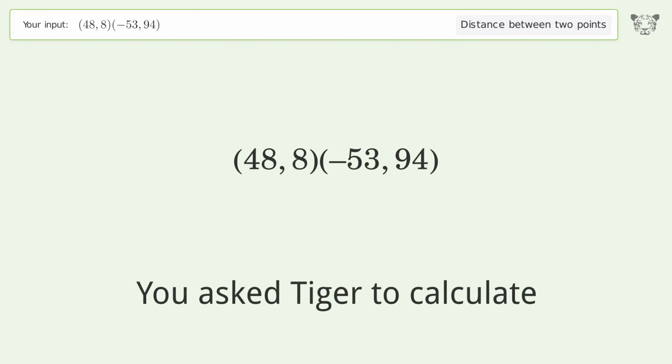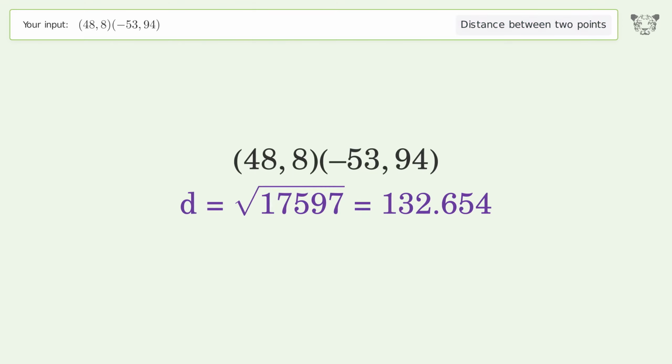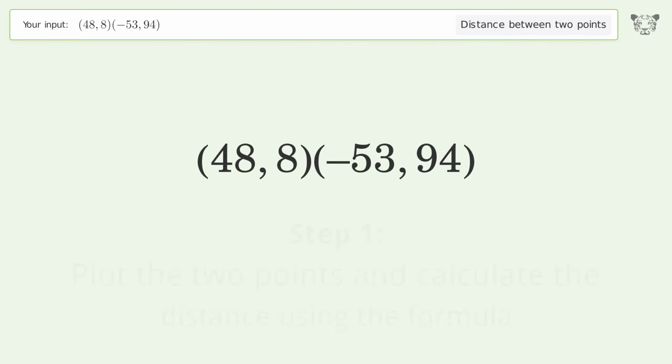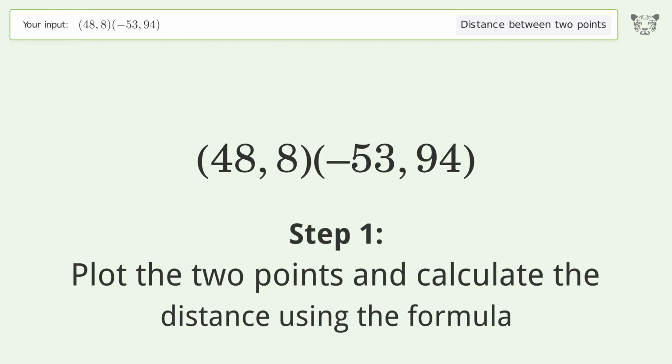You ask Tiger to calculate. This deals with the distance between 2 points. The distance between the 2 points is the square root of 17,597 or 132.654. Let's solve it step by step. Plot the 2 points and calculate the distance using the formula.